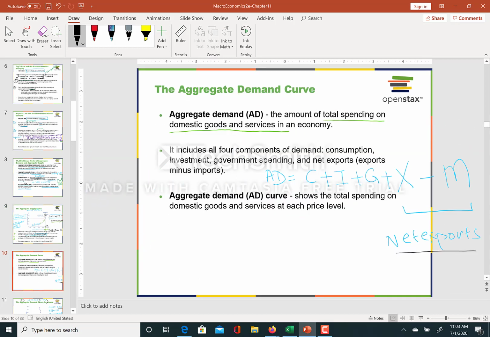Now let's look at the aggregate demand curve. Aggregate demand refers to the total spending on domestic goods and services in an economy. Aggregate demand consists of 4 components. These are consumption, investment, government spending, and net exports.